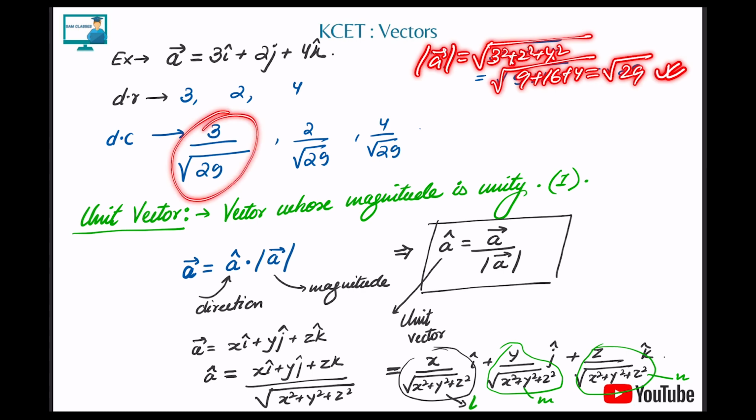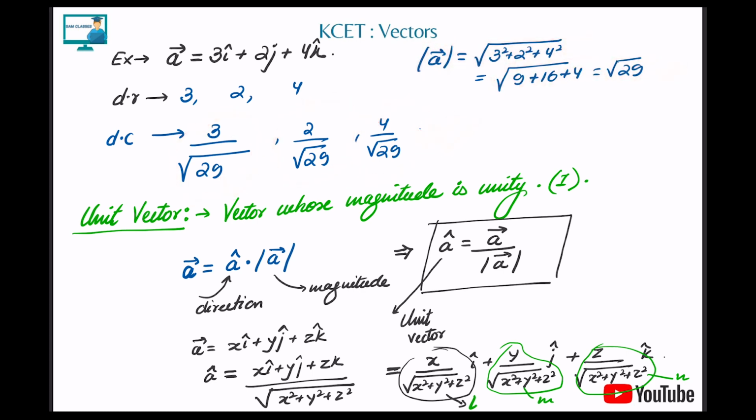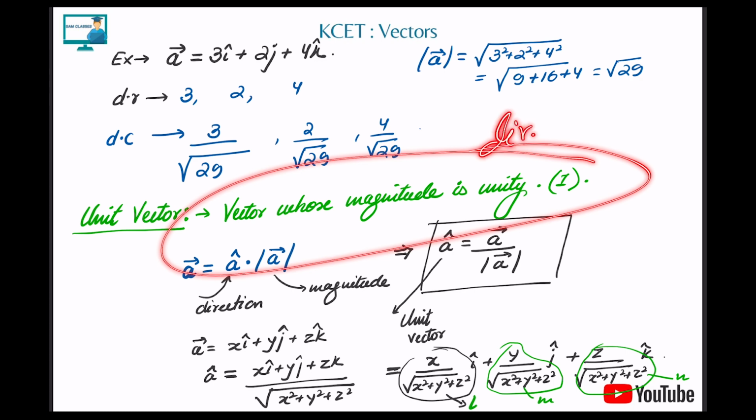So divide the direction ratio by the magnitude. By the magnitude of the vector, you will get the direction cosine. That's it. Clear? Next, the big thing is the unit vector. What is a unit vector? A vector whose magnitude is unity. So the magnitude is 1. What is it basically used for? Direction, students. Very important. It is basically used to point direction.